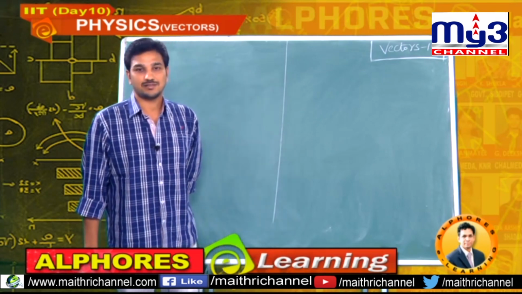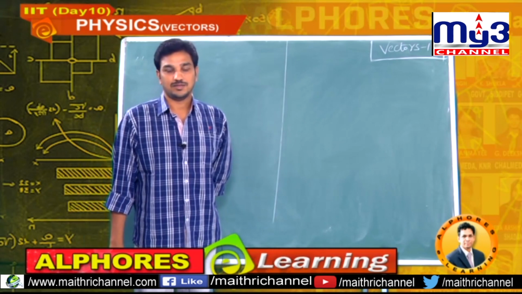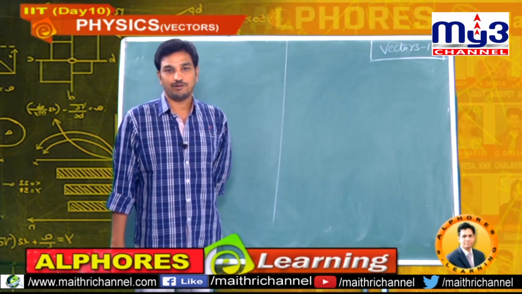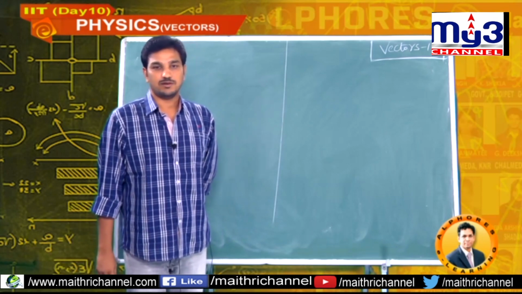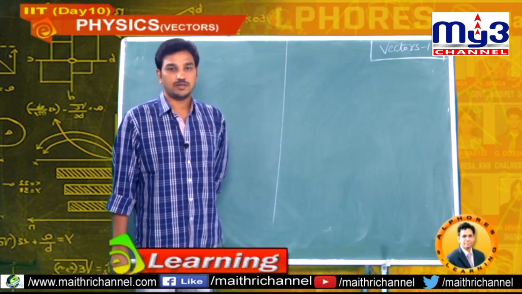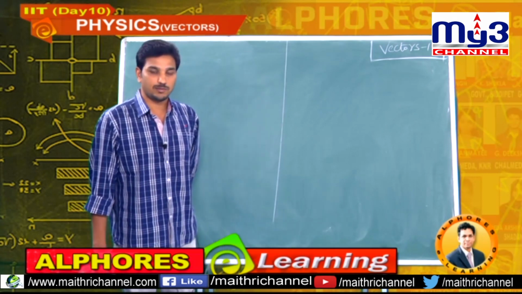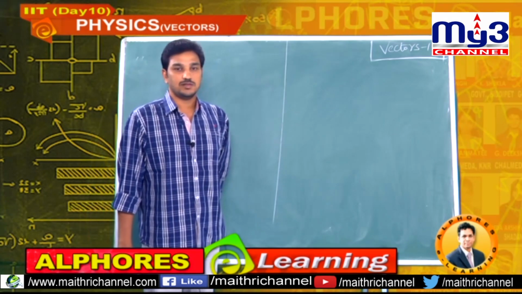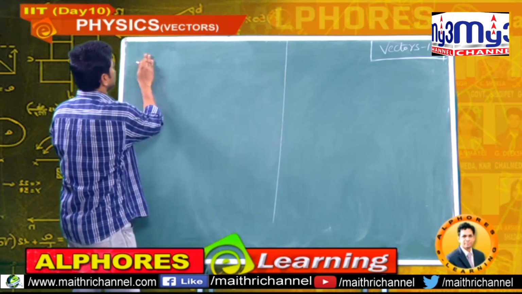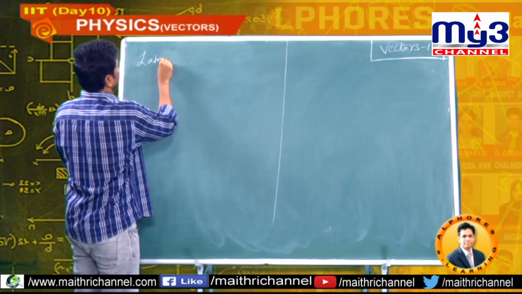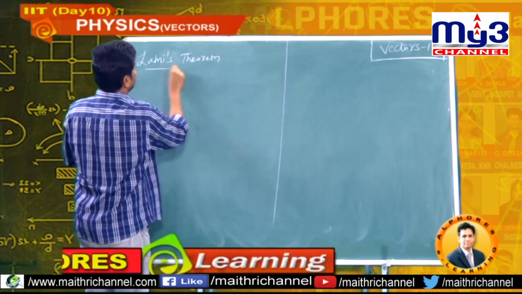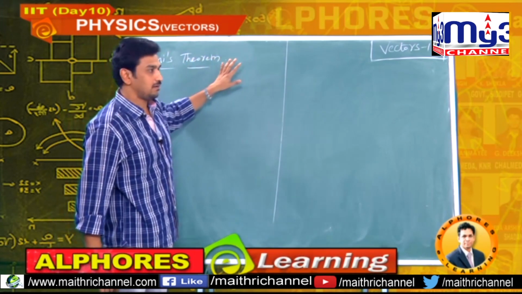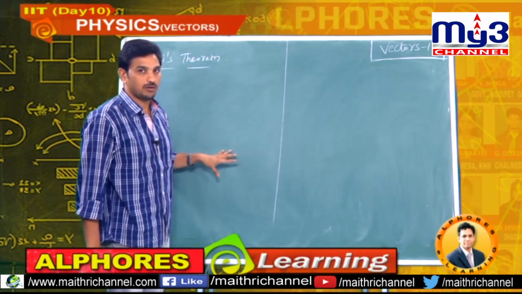So last class we discussed Lami's theorem and we went through the proof of Lami's theorem also. To derive Lami's theorem we used the sine rule in trigonometry. Already we discussed some examples in the last class. I will continue with some more examples of Lami's theorem. Once again I will explain what Lami's theorem is, and after that I will go for examples.